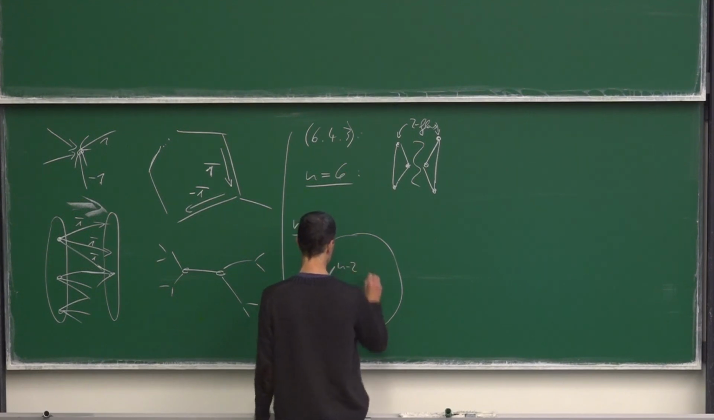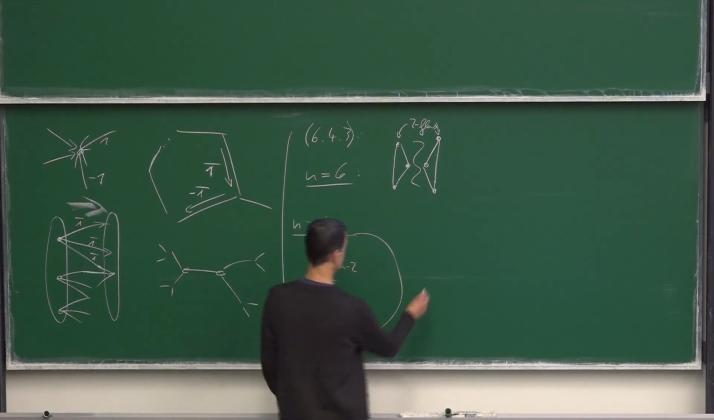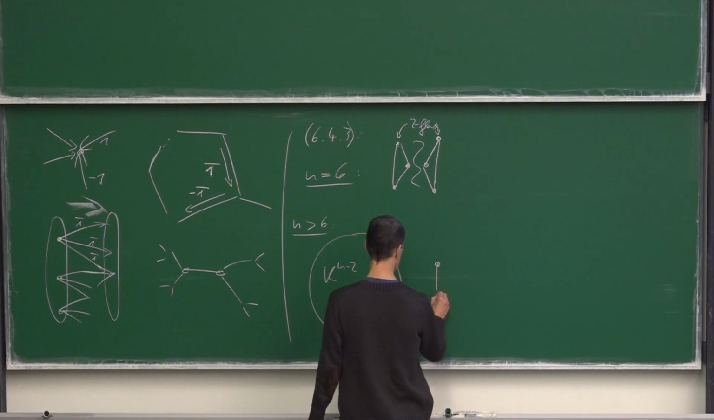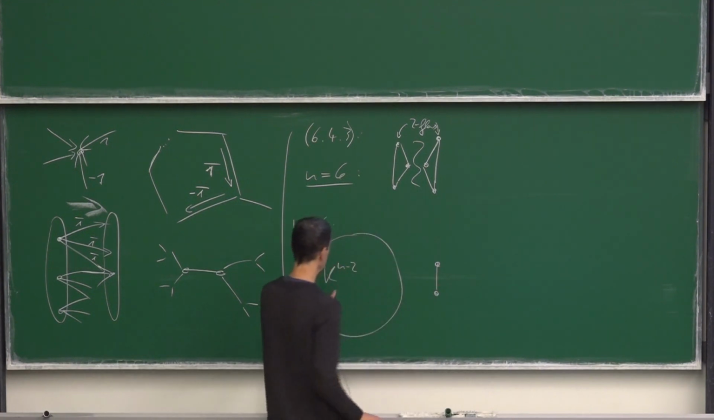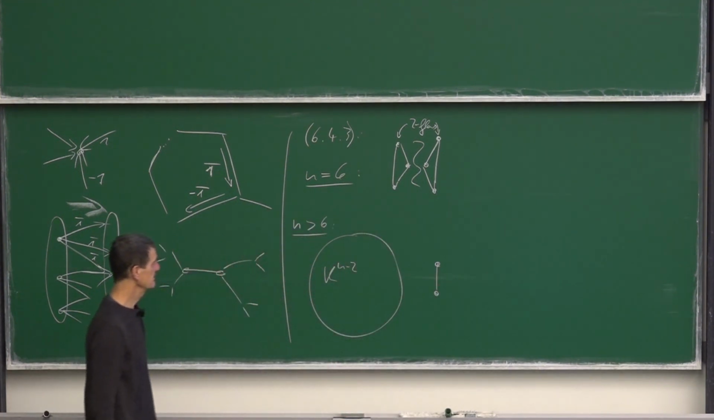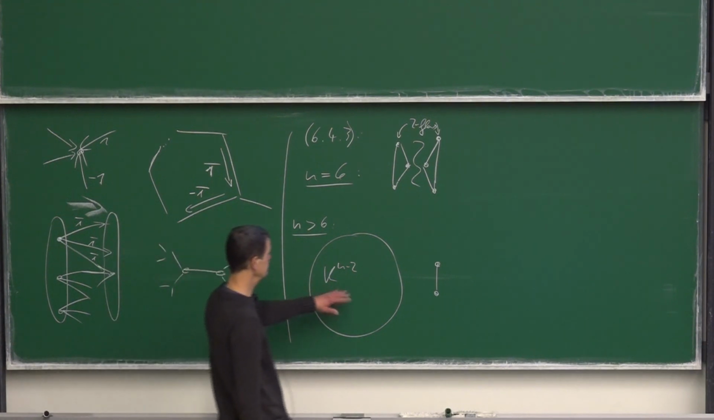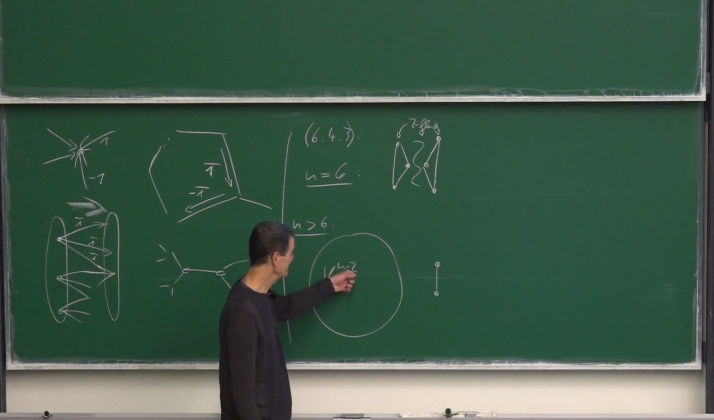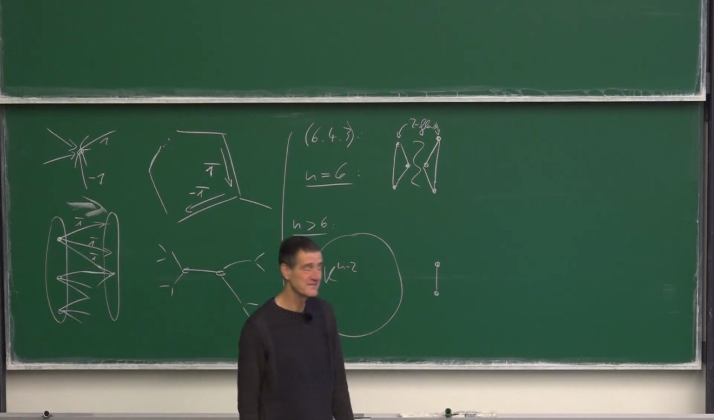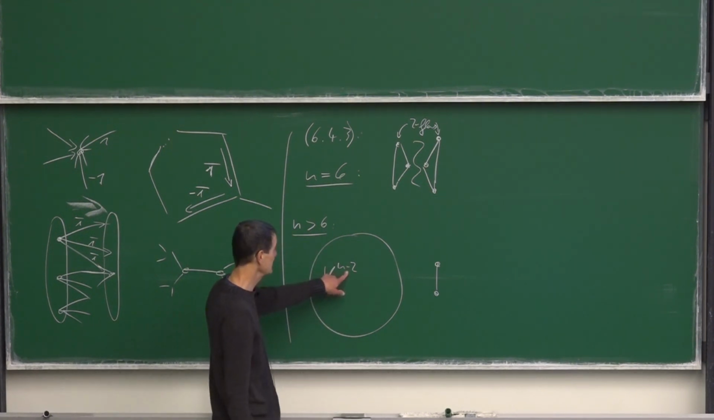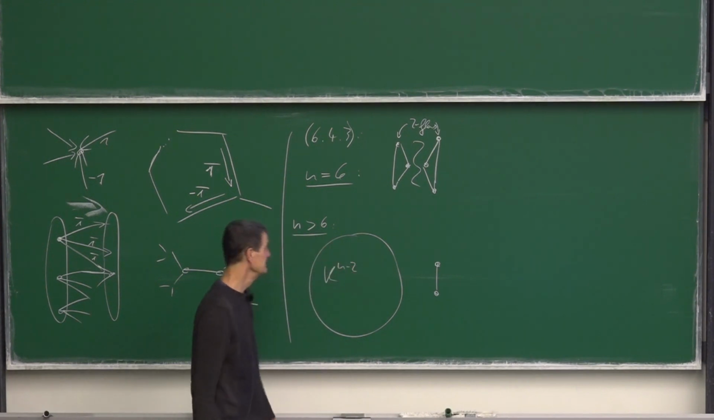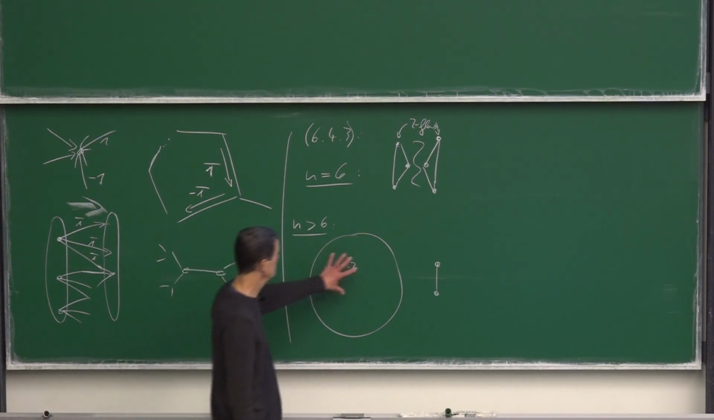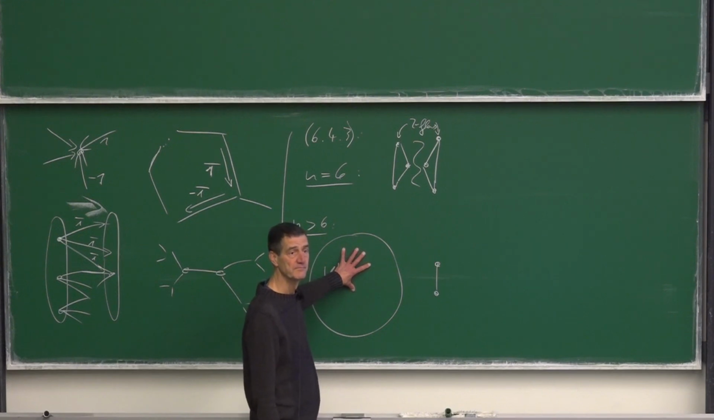So let's split off two vertices and consider the rest. Now, by induction, the rest is a complete graph on an even number of vertices, at least 6 of them, because now n is even and bigger than 6. So we have a Z3 flow here. Let's use it and extend it.